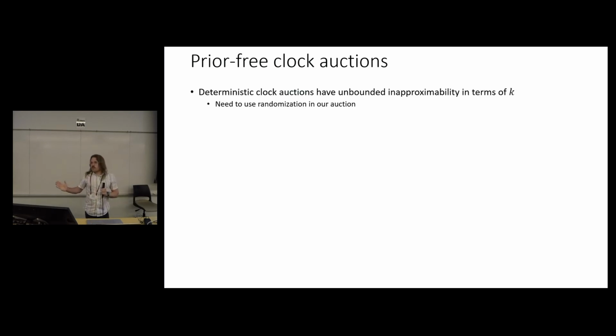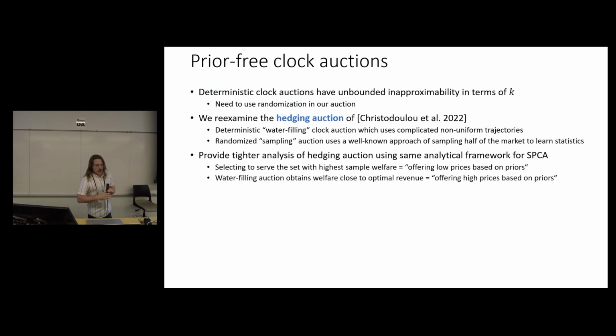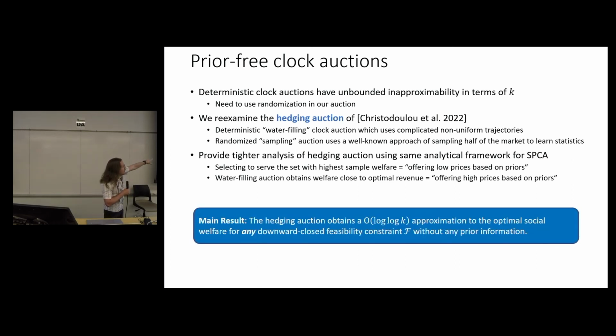And finally, in the last minute, I'll give you a preview of this prior-free clock auction. Remember that now we need randomization. Deterministic prior-free clock auctions can't hope to get anything. And we re-examine this previously proposed auction of Christodoulou et al., called the Hedging Auction, which is a clock auction. We basically just provide a tighter analysis of this auction using our analytical tools that we develop in this paper. We get the exact same log k approximation to the optimal social welfare for any downward closed feasibility constraint without any prior information, by just running their hedging auction completely unedited out of the box.